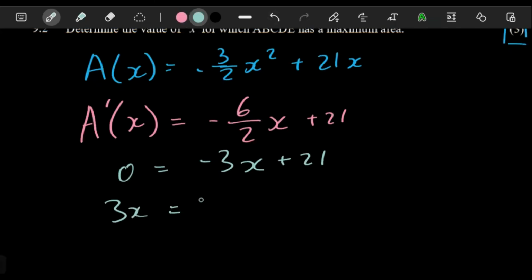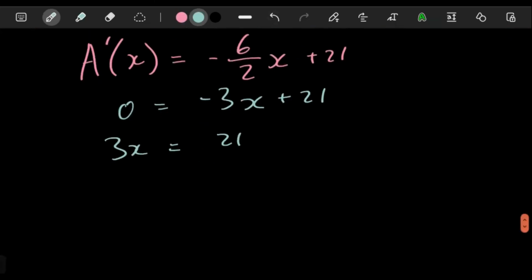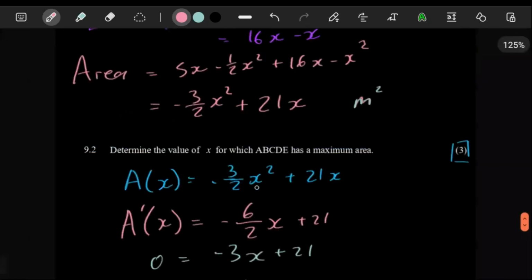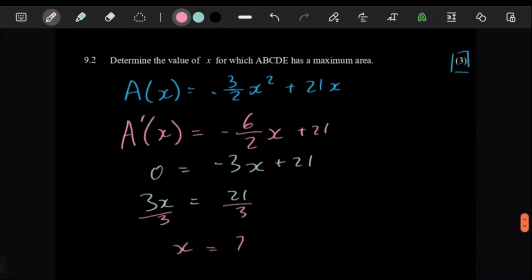3 can go over to the left, and then we can divide both sides by 3. Our value of x is equal to 7. So what that is telling us is if we throw x as 7 here and x as 7 there, that is going to result in the highest possible area. If we throw x as any other number that's not a 7, we're going to get a value of our area that is lower than what we would get if x is a 7.